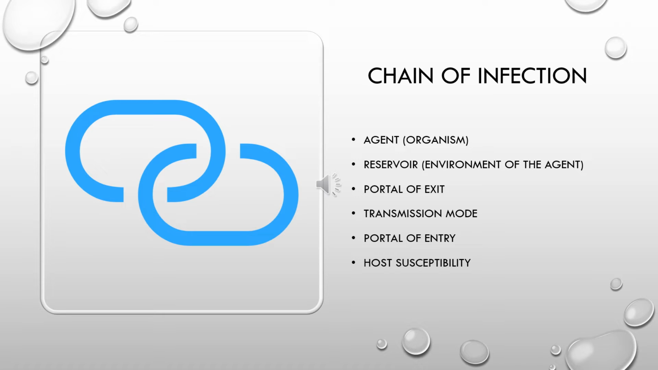The major variables in your chain of infection include the agent, or the organism that's causing the infection; the reservoir, or the environment in which the agent resides and multiplies; the portal of exit, the route by which the agent leaves the host; the transmission mode; the portal of entry, which is the route by which the agent enters the new host; and also host susceptibility, and those are internal or external environmental factors that increase or decrease the likelihood that the host will develop the disease.